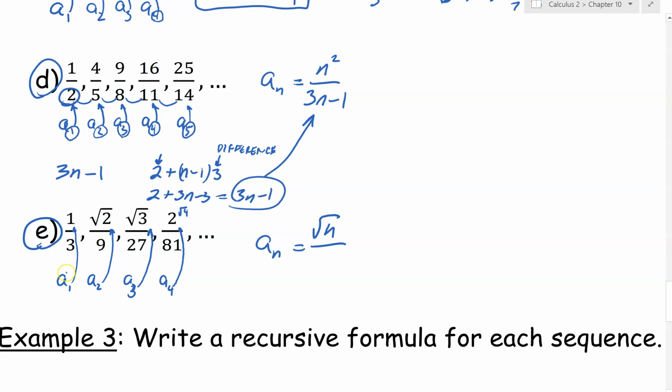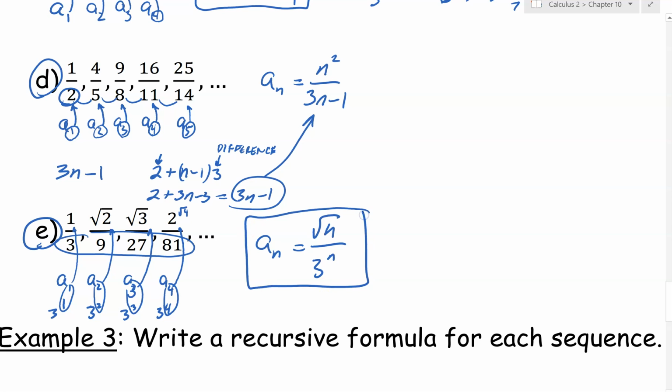And then in the denominators, notice that these are all powers of 3. That's 3 to the first power, 9 is 3 to the second, 27 is 3 to the third power, and 81 is 3 to the fourth power. And so those powers match the subscripts exactly. And so we're just doing 3 to the n in the denominator. So there's our explicit formula for example E.